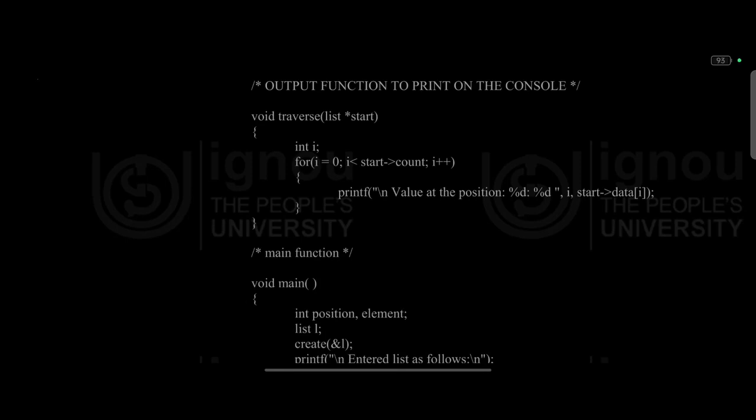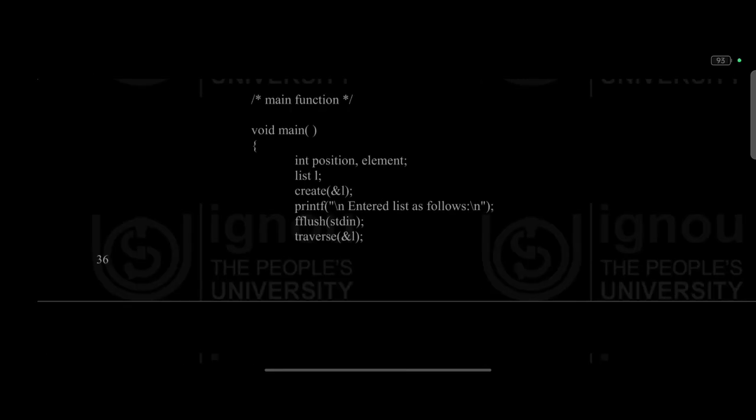So void traverse(list *s) { int i; for (i = 0; i < s->count; i++) printf("Value at the position %d: %d", i, s->data[i]); } Main function: void main() { int position, element; list l; create(&l); And is it l or 1? Okay, if it is, please comment in the comment section, is it i or l or 1.